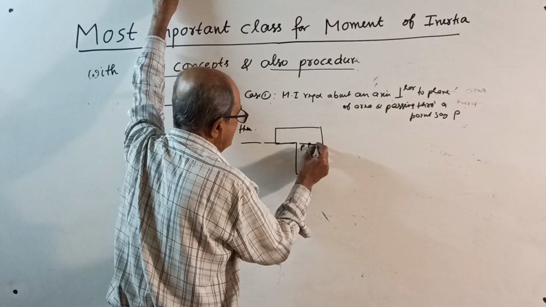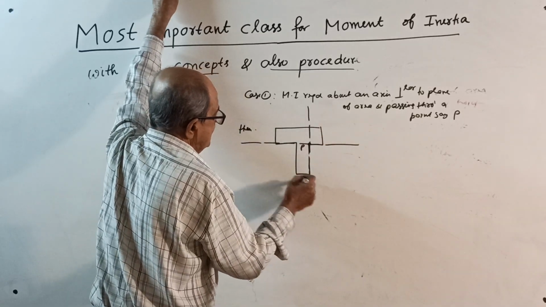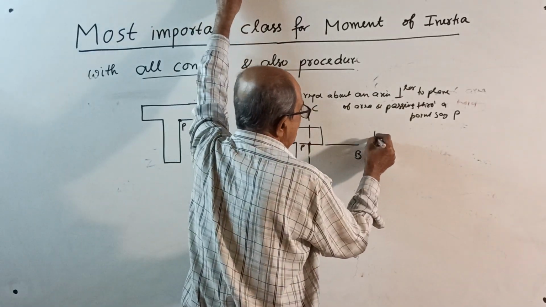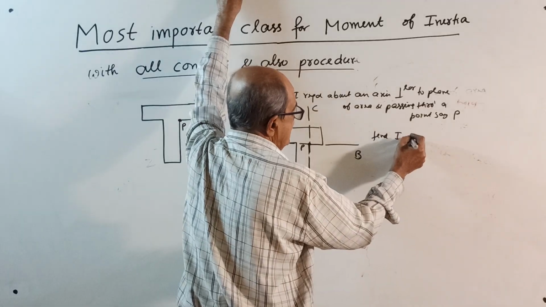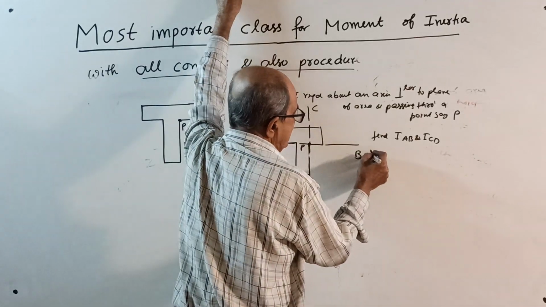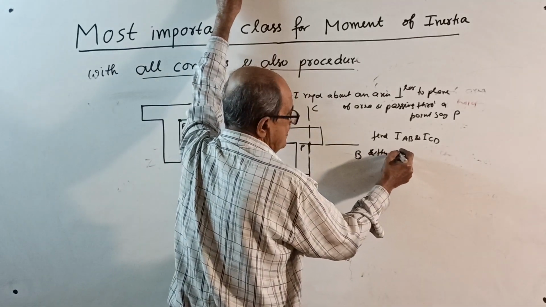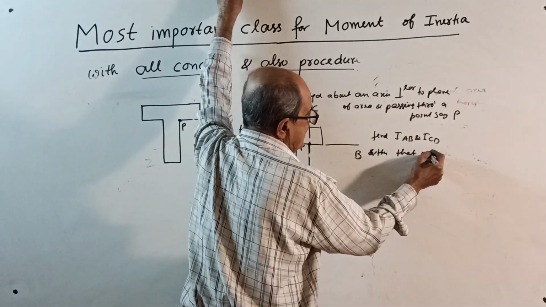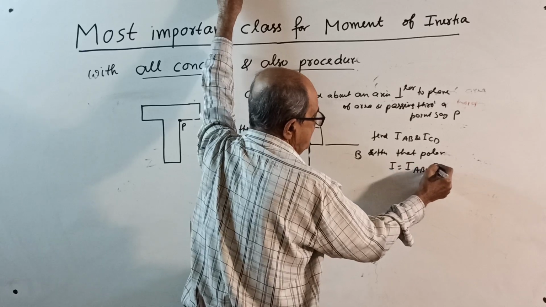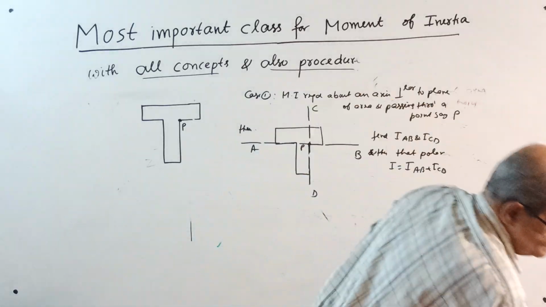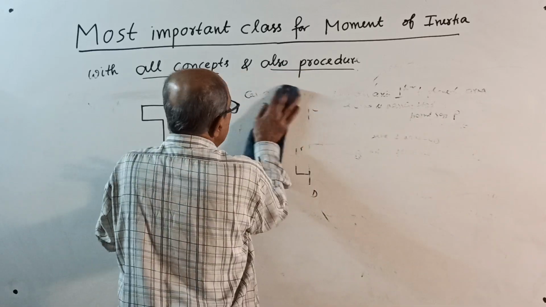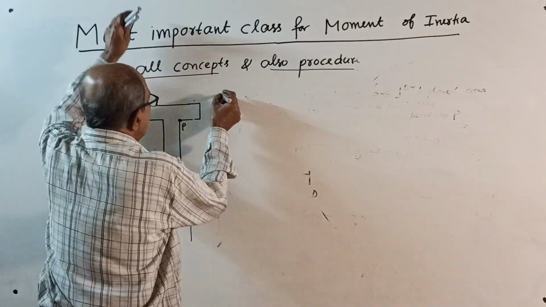Consider one axis here, one more axis here, call AB axis if you want, call CD axis here, passing through P. Find IAB and ICD, or you can write IPB and IPC, and then that polar I equals IAB plus ICD. Write this way if they want this one. Case 2. I am removing this because you should write it. Same question, case 2.